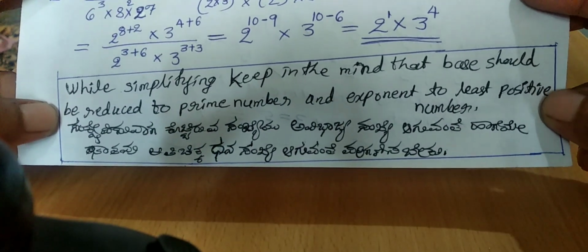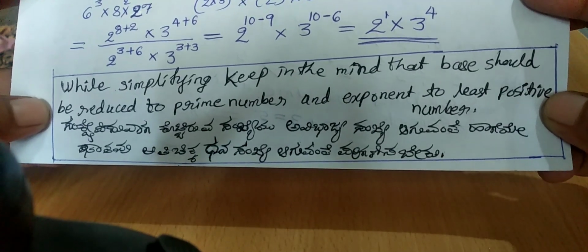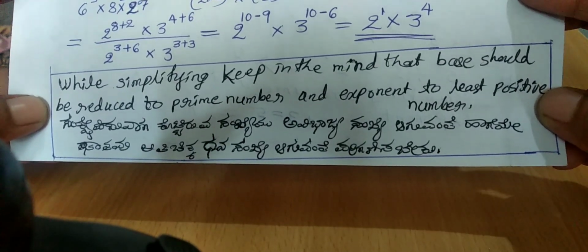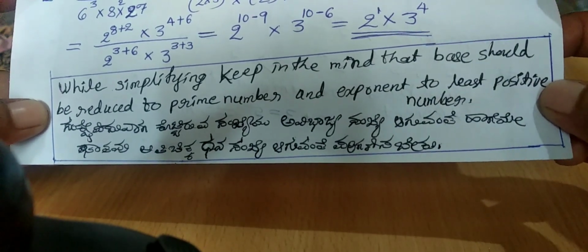While simplifying, keep in mind that the base should be reduced to prime numbers and the exponent to the least positive number.